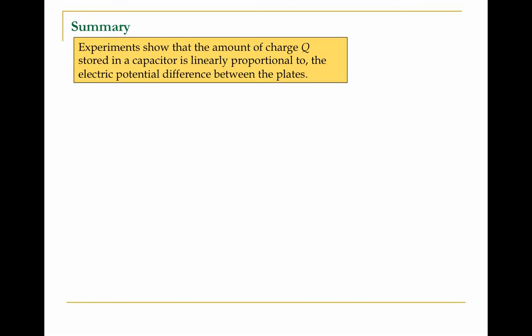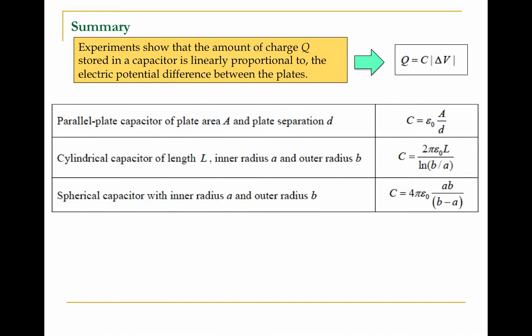So, summary. Experiments show that the amount of charge Q stored in a capacitor is linearly proportional to the electric potential. Q is equal to C delta V, and I'm taking the absolute value. If you want to take one of the V's to be 0 at infinity, then that will be simply Q equals C V for simplicity. For the parallel plate, that's the first thing that we did.